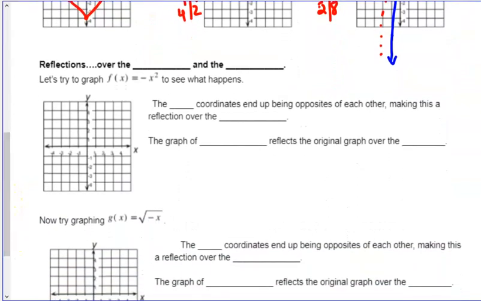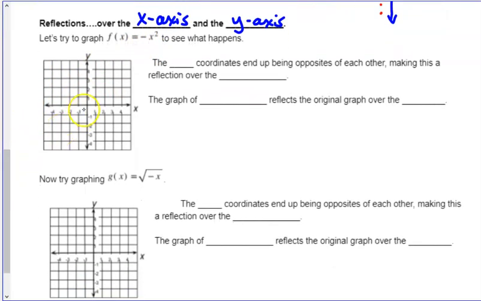Let's move along with reflections. We're going to look at 2 reflections here, one over the x-axis and one over the y-axis. So we're going to try to see what happens to our original x squared graph when I have a negative in front. So here comes my original. There's where my original x squared was. What happens when I do a t-chart with a negative out front? Well, let's just do our 3 common points, 0, 1, and 2.